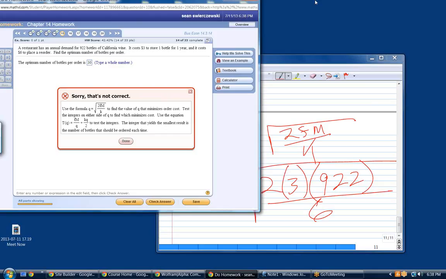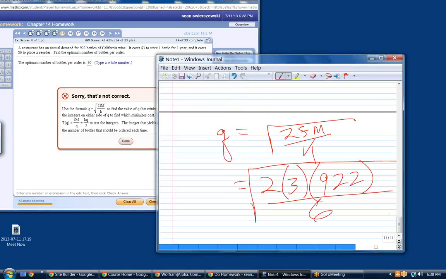Now my mouse is going crazy on me, which it does every now and then when I'm using my cursor and my mouse. So we need this other equation they're giving us here.